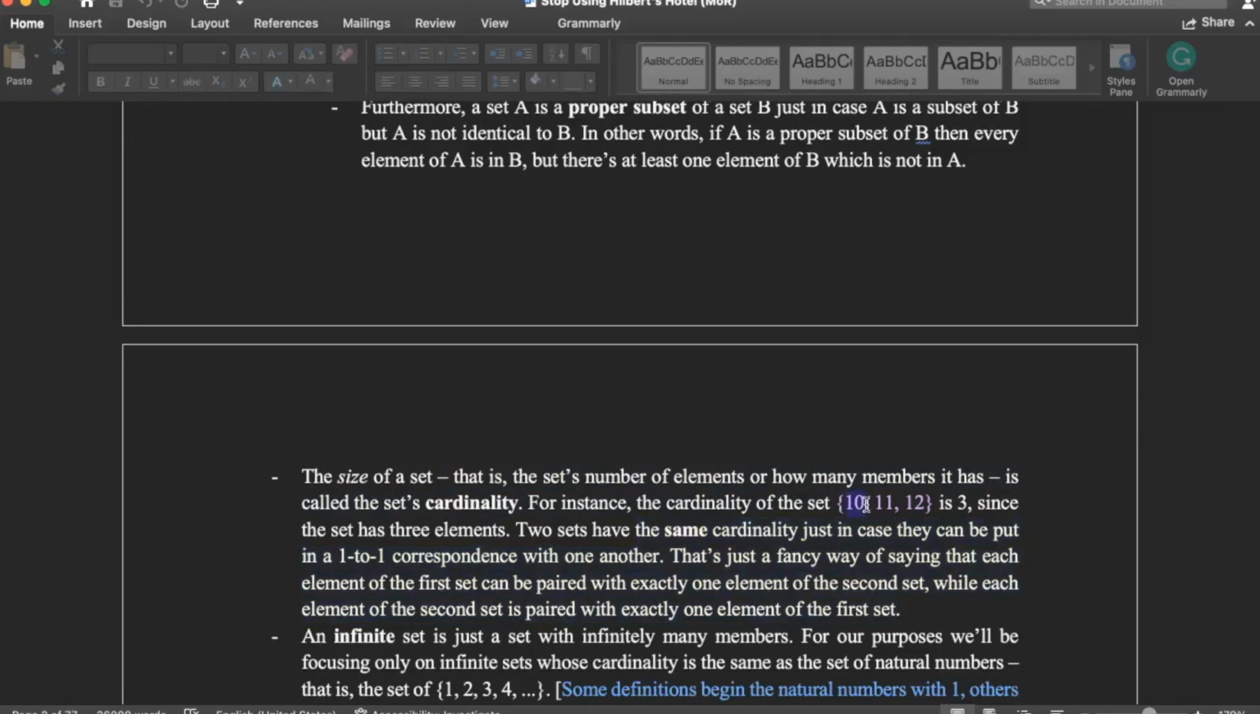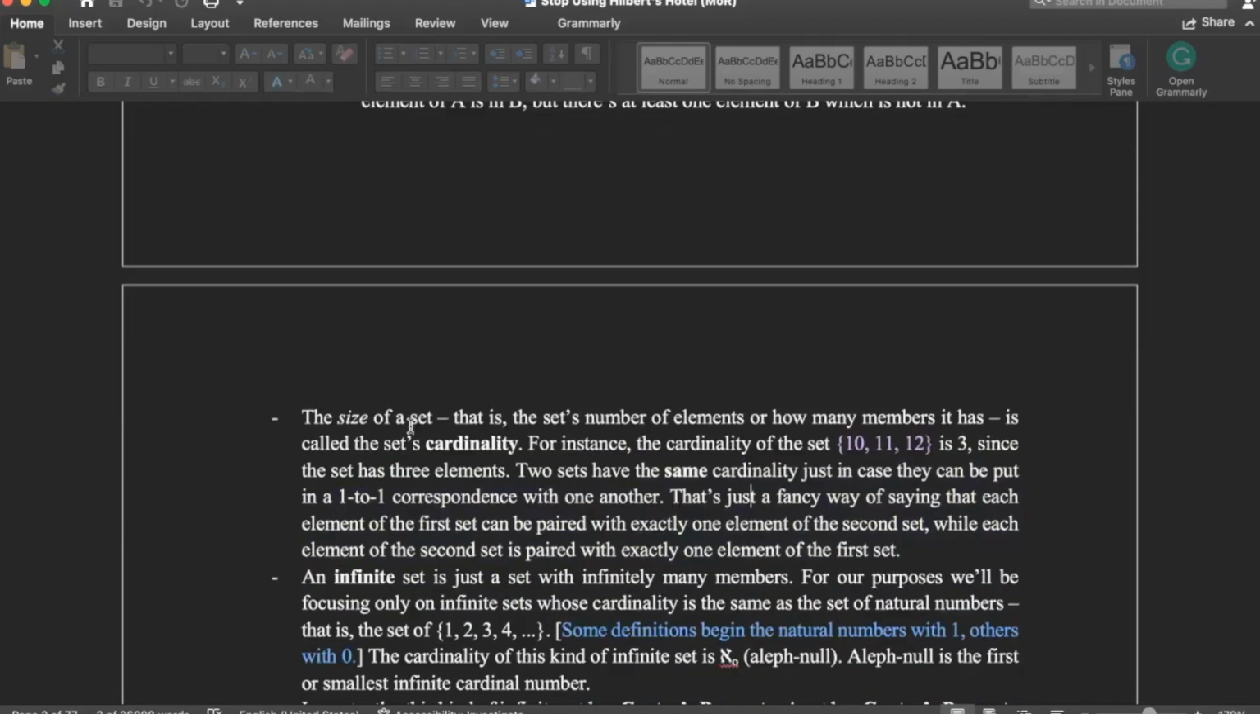So for instance, the set 10, 11, and 12 can be put in a one-to-one correspondence with the set of 1, 2, and 3, right? You can pair them one-to-one. There's a kind of one-to-one mapping or correspondence between them. So that's the size of a set.